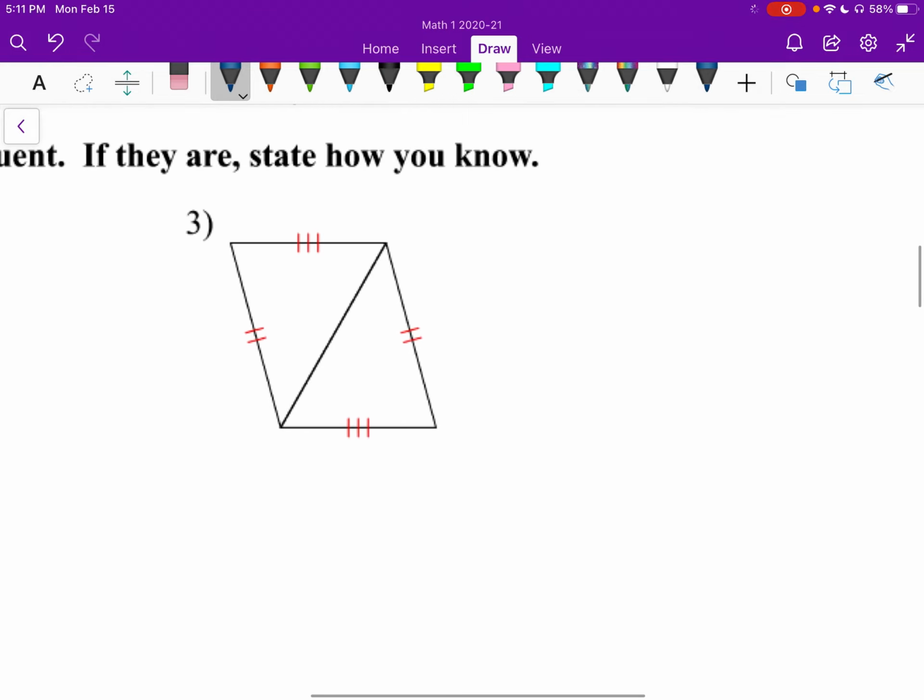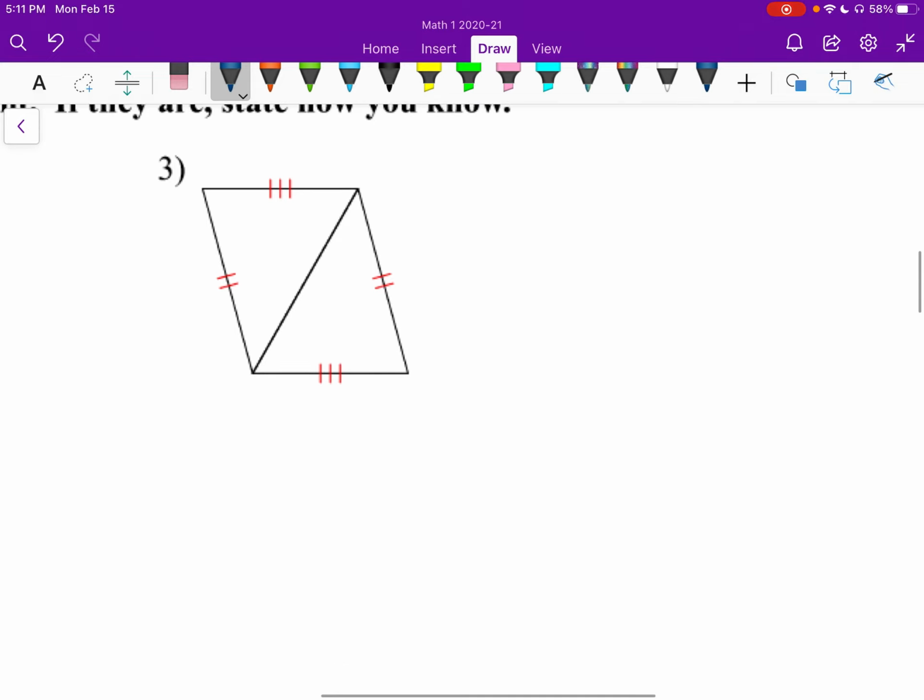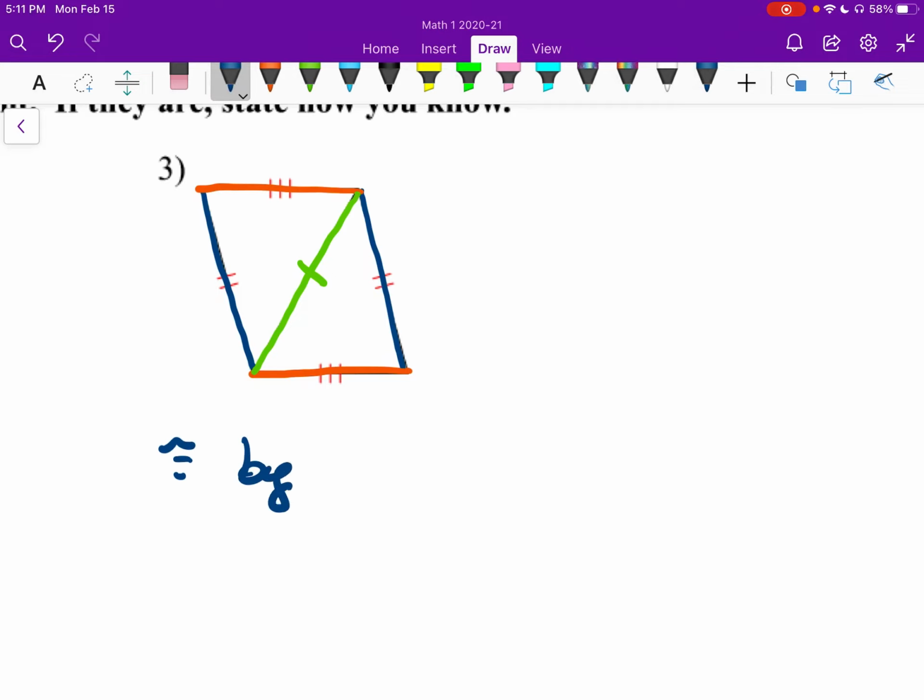Let's look at number 3. Here we know that this side is congruent to this side. This side is congruent to this side. And then we have the third side in the middle that's congruent to itself. Well, we have side, side, and side. So this is going to be congruent by side, side, side.